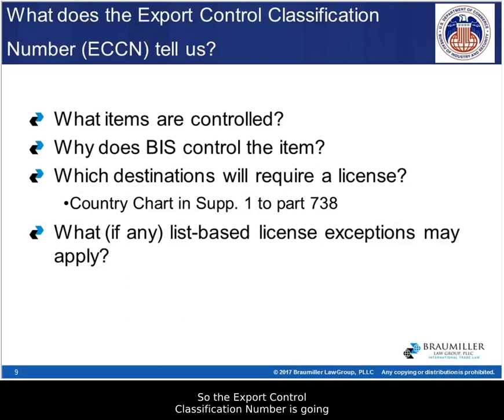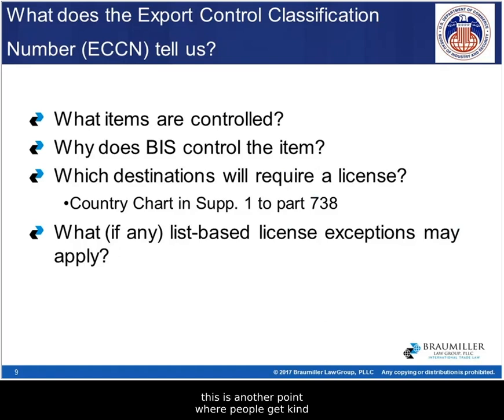All right, so the export control classification number is going to tell us a few things. It's going to tell us what items are controlled. So you look at the entry for that classification number, and it's going to say optical sighting devices. And then it has a description of the things that are controlled there.